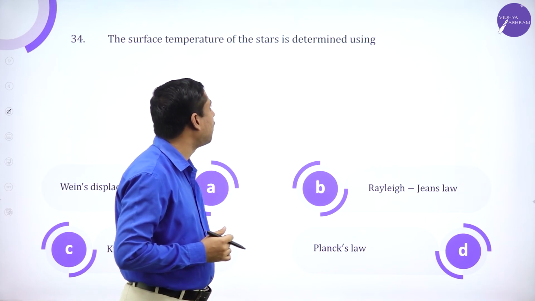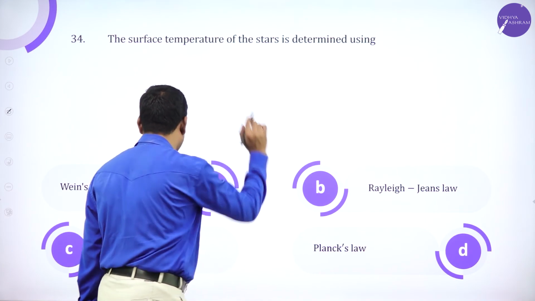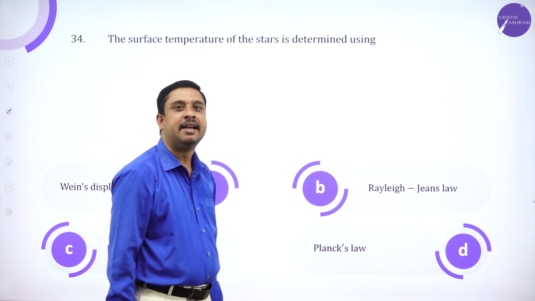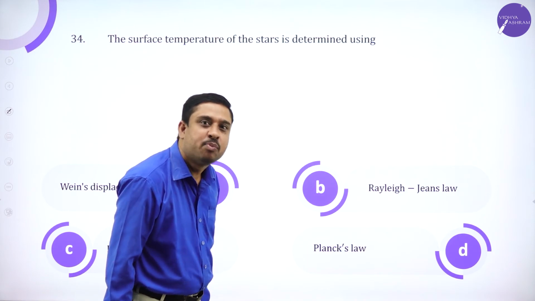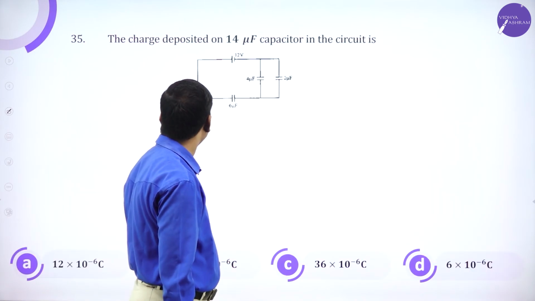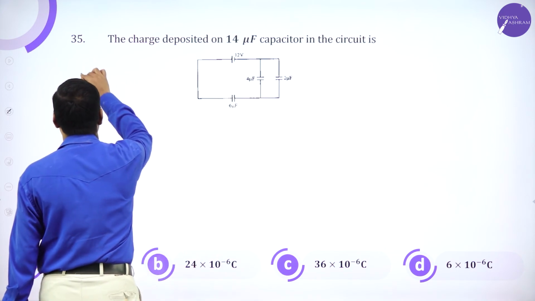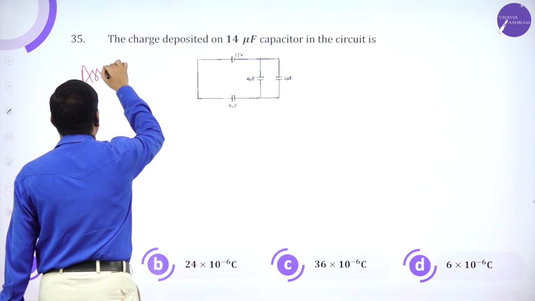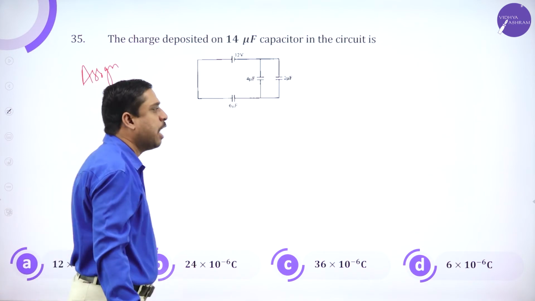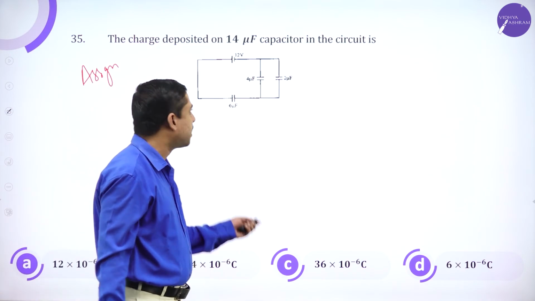Surface temperature of stars, always using Wien's displacement law. Yeah, this is an assignment. Quite a number of circuits we have solved. I want you all to solve this and get me the answer.